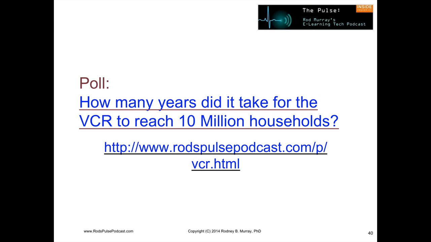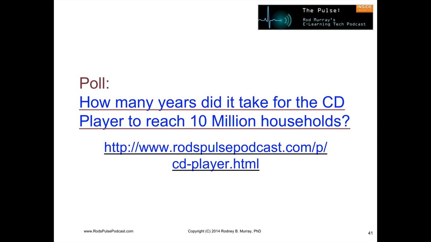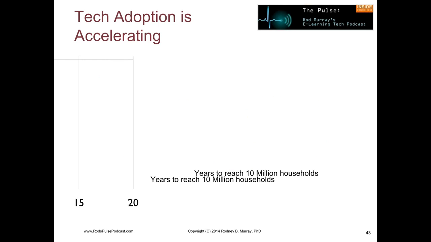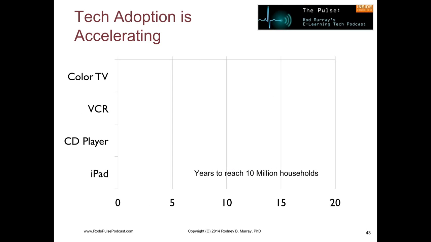How about the VCR? So here's another page, the same URL except ending in vcr.html. So how many years did it take for the VCR to reach 10 million households? How about the CD player? And how about the iPad? Again, the same URL with ipad.html at the end. So I won't make you wait very long here. Let me show you the results here.